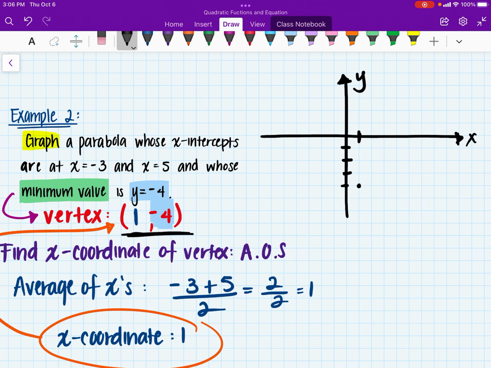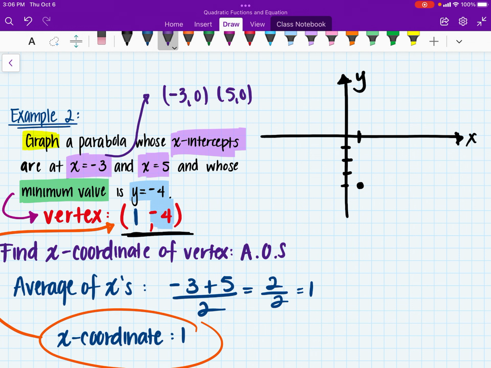And that's our vertex. And then from there, I'm going to use our x-intercepts, where x equals -3 and x equals 5. So those points are -3, 0 and 5, 0. Let's go ahead and plot them. So I have 1, 2, 3, 4, 5 here. And then 1, 2, 3 there.